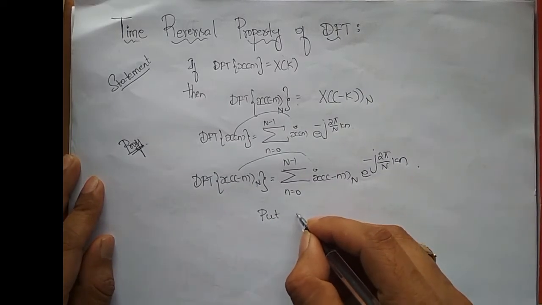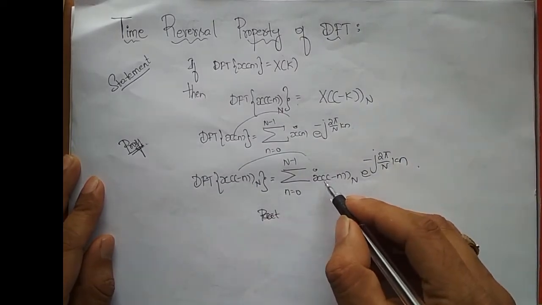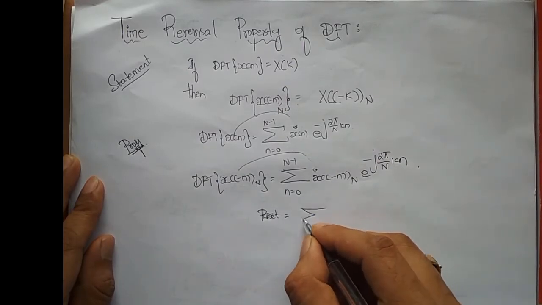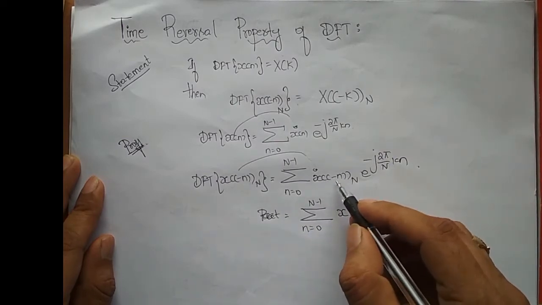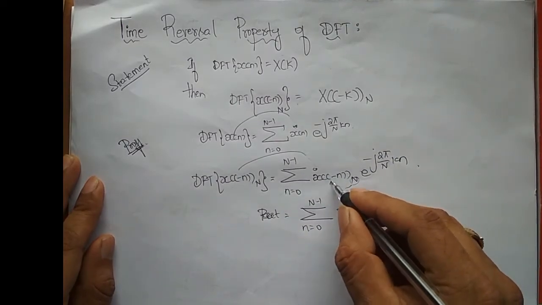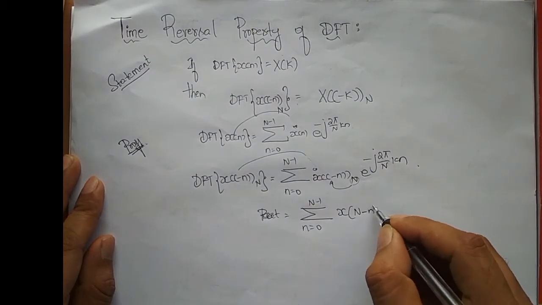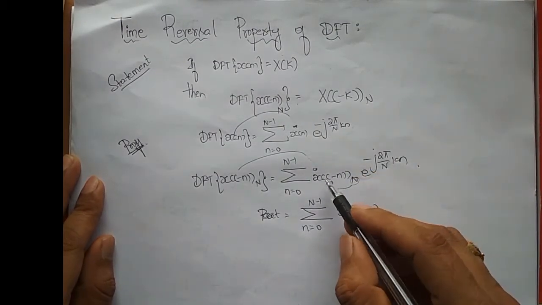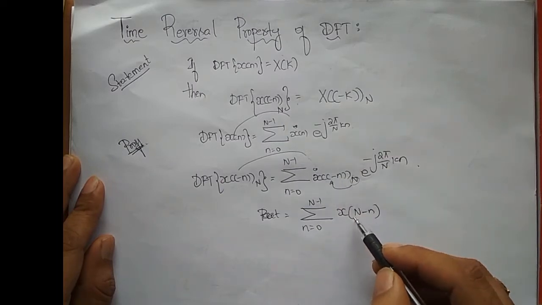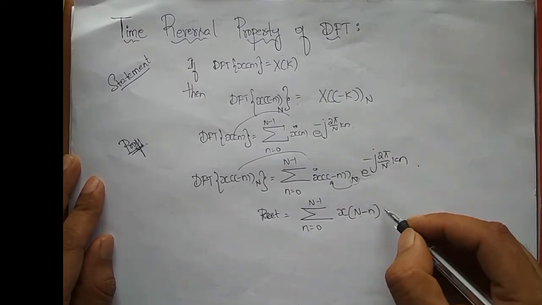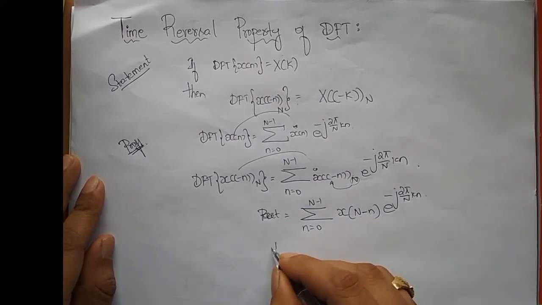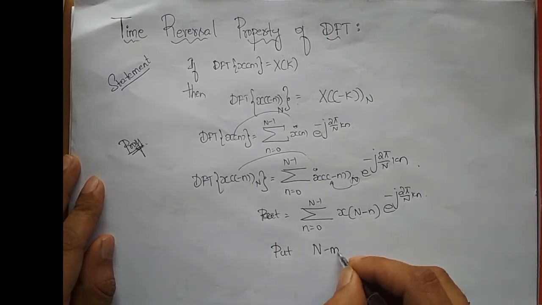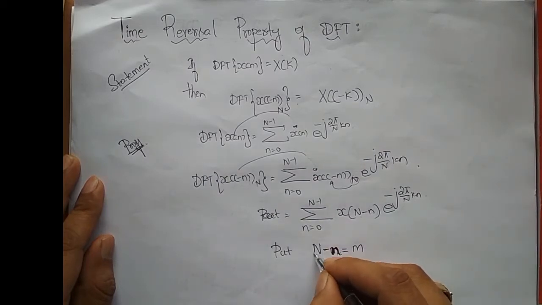Now I can write this equivalently as summation n varying from 0 to N minus 1 x of, so what is this in terms of capital N? This x of minus n mod N can be equivalently written as x of capital N minus n into e power minus j 2 pi by N into kn. Now I'll put N minus n is equal to m.